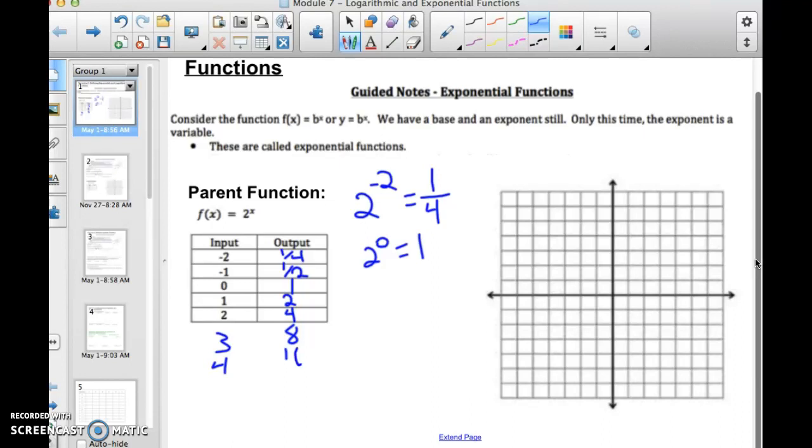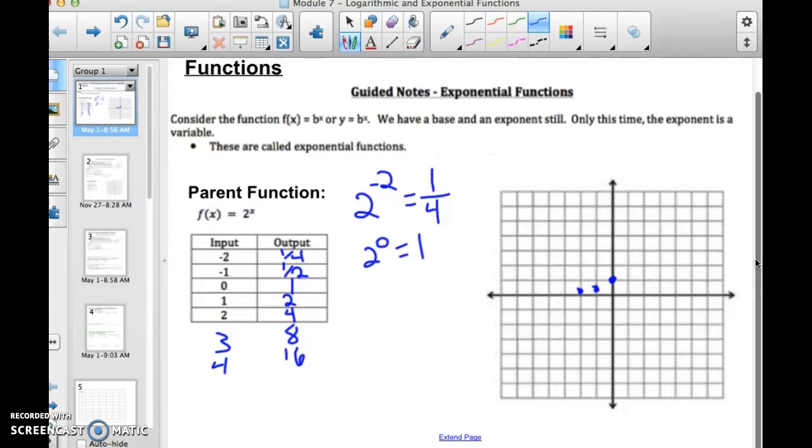That's 16. So if you notice, as my inputs grow by 1, the output grows substantially, right? It gets a lot bigger. That's what happens with exponential functions. So let me plot some of these, all right? So if I have -2 over here, I'm going to say that is 1/4, close to the x-axis. And at -1, it's a little bit higher than that. And then at 0, it's 1.